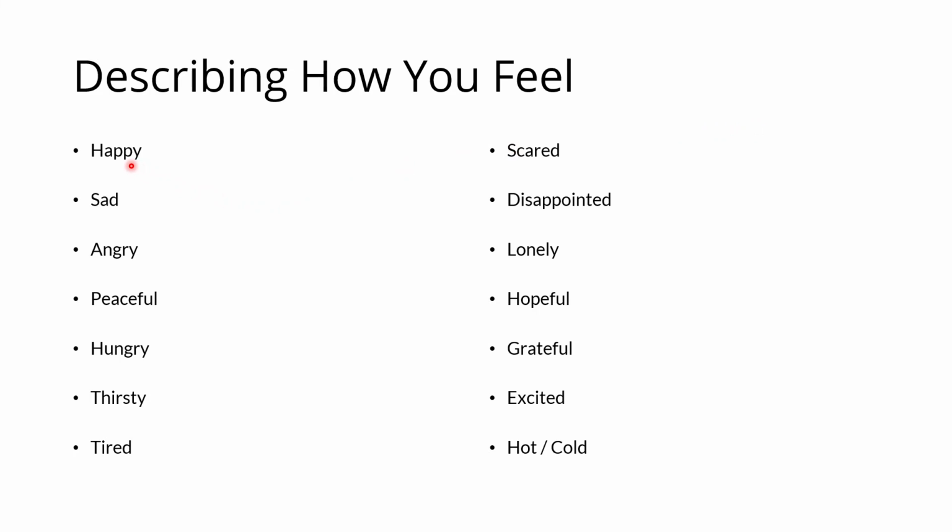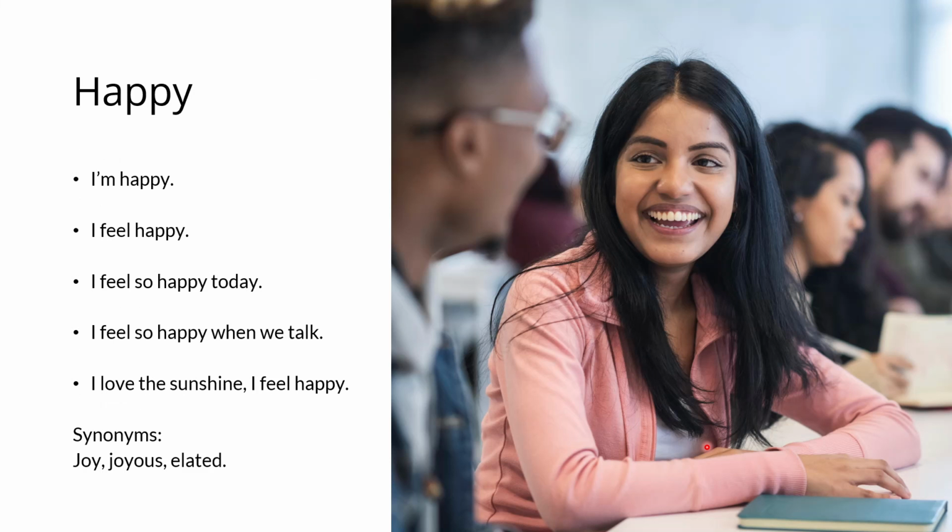So we have happy, sad, angry, peaceful, hungry, thirsty, tired, scared, disappointed, lonely, hopeful, grateful, excited, and hot or cold. So in today's lesson we're going to be going through every one of these different states and emotions and give some examples. So the first one, let's dive in, is happy.